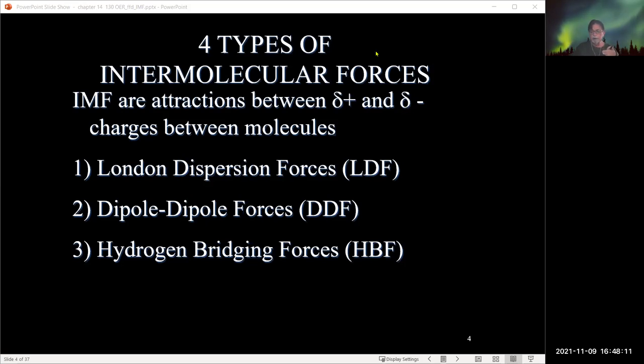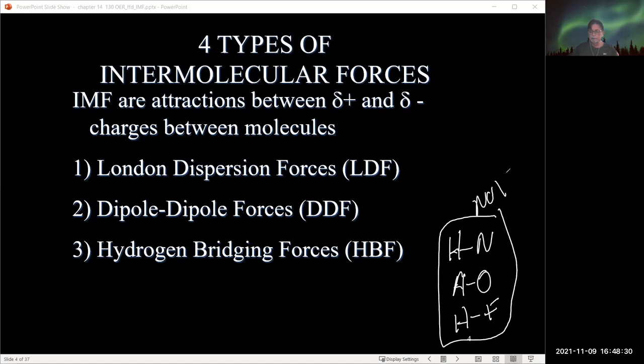Now, this type of dipole interaction is very specific. It's only true for those hydrogen atoms that are bonded to nitrogen, oxygen, or fluorine. We call that NOF. That interaction is an additional interaction above the dipole-dipole force, a little bit stronger than the dipole-dipole force, and that's called the hydrogen bridging force. But remember, we're only talking about hydrogen bonded to nitrogen, oxygen, or fluorine. Otherwise, it's strictly a number 2, a dipole-dipole force.